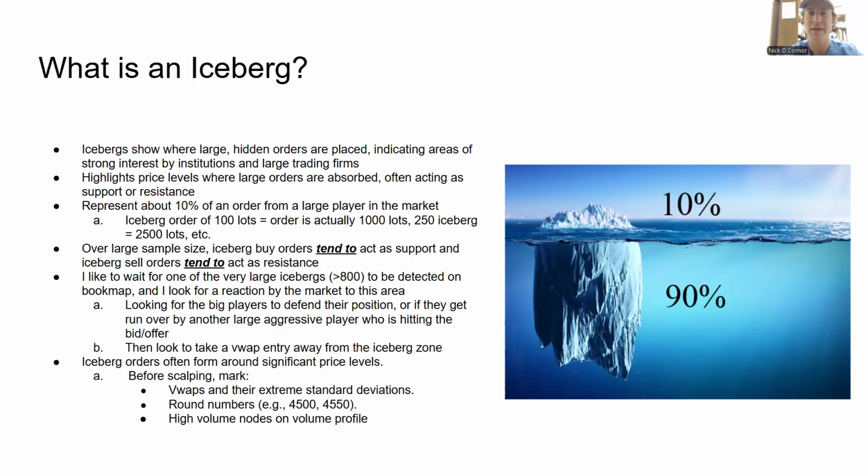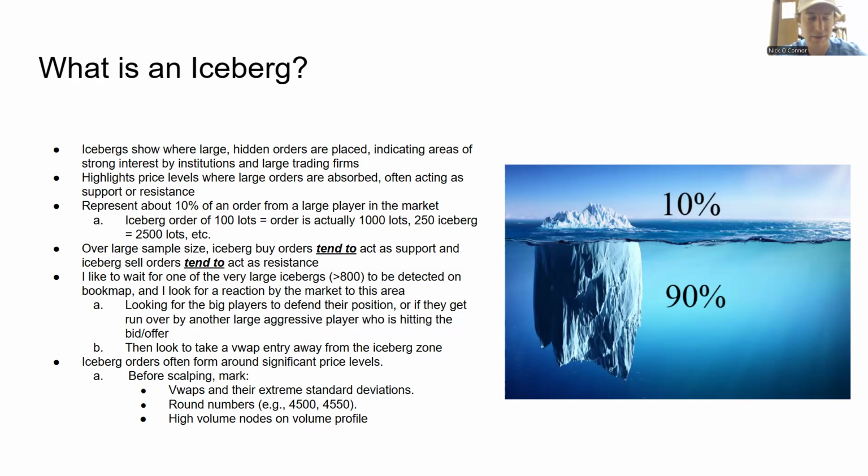When I'm looking for a setup, I like to see icebergs that are bigger than 750 to 800 get detected. Then I'm waiting for a reaction from this zone. I'm waiting to see: does that iceberg defend their position, or do they get run over by an overwhelming amount of aggressive market orders hitting the bid or the offer? After that, whether I see they defend their position or they're getting run over, I'll look for a relevant VWAP entry based on where we are in the chart, whether it's inside the opening range, below, or above the opening range.